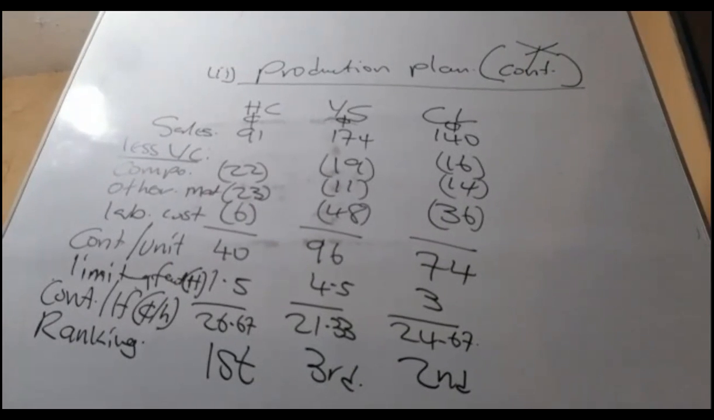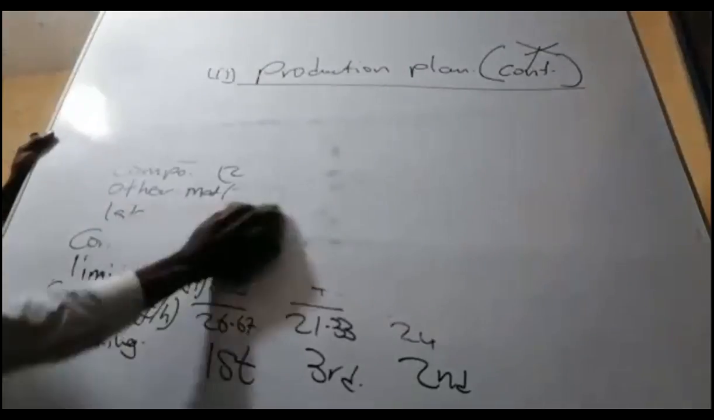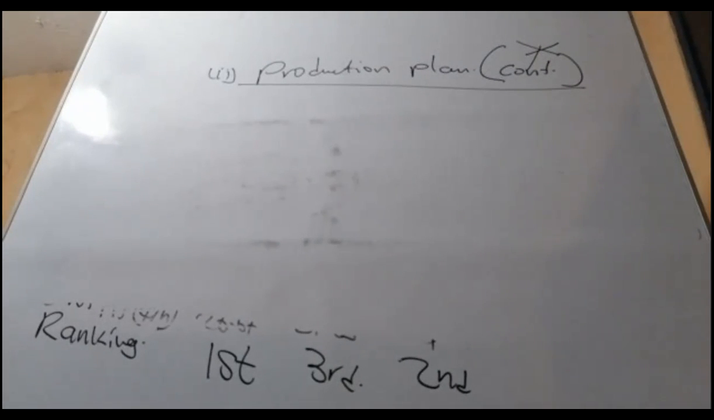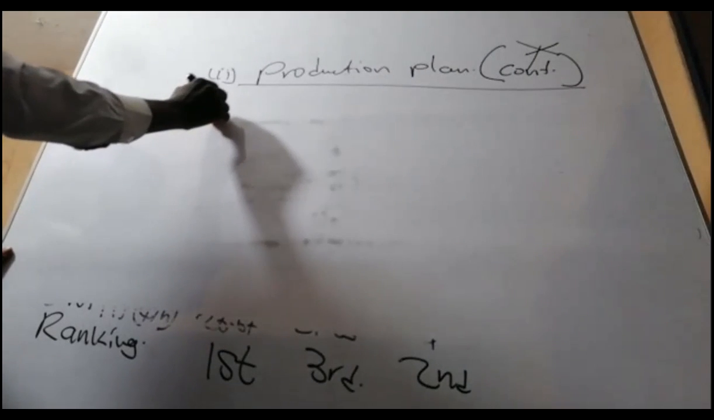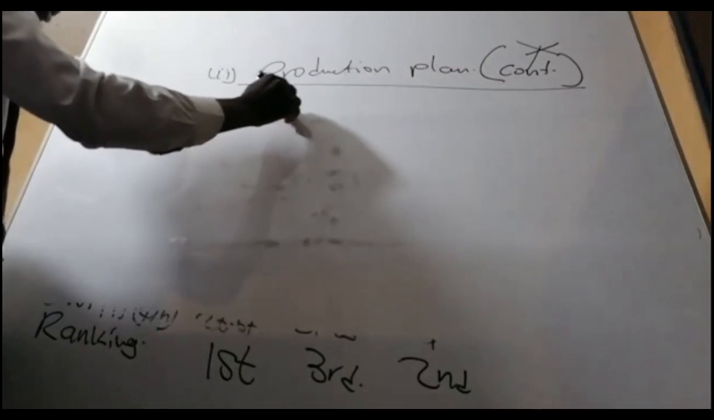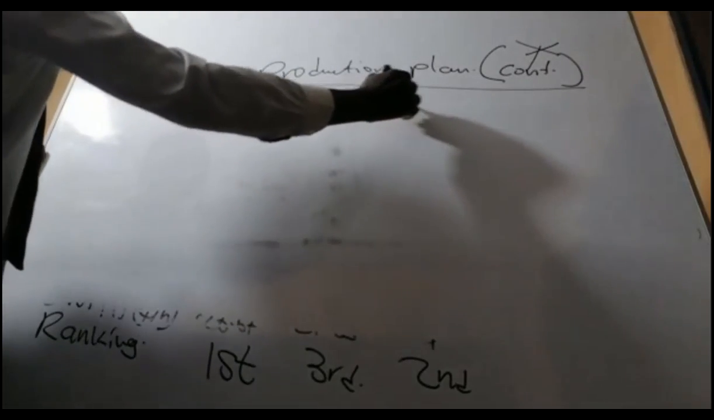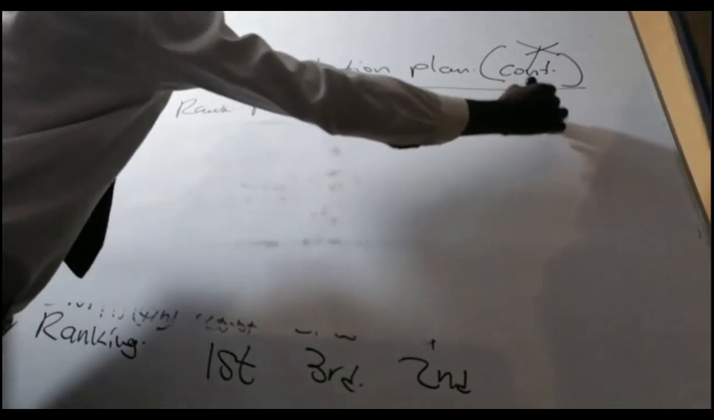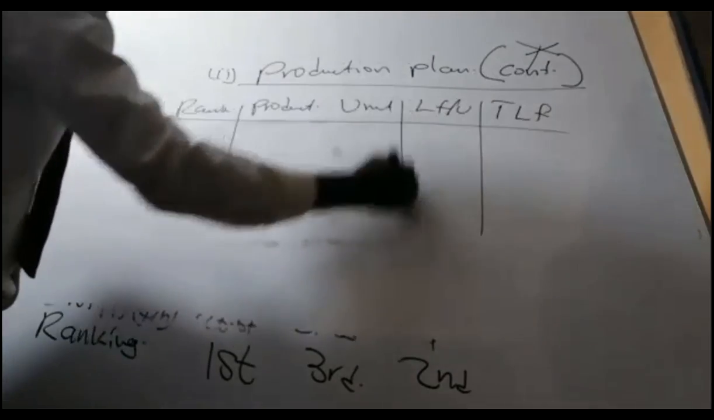Now let's continue to the next one. That's the resource allocation and optimal production plan. Over there, I want us to use the nice table. So the table that starts with what? The rank first, and then the product, the name of what? The product, the unit, limiting factor per unit, and what? Total limiting factor, or the total, but not the shell.